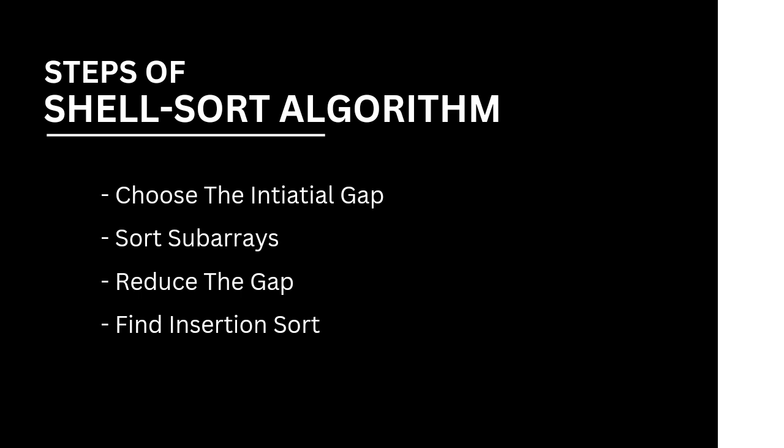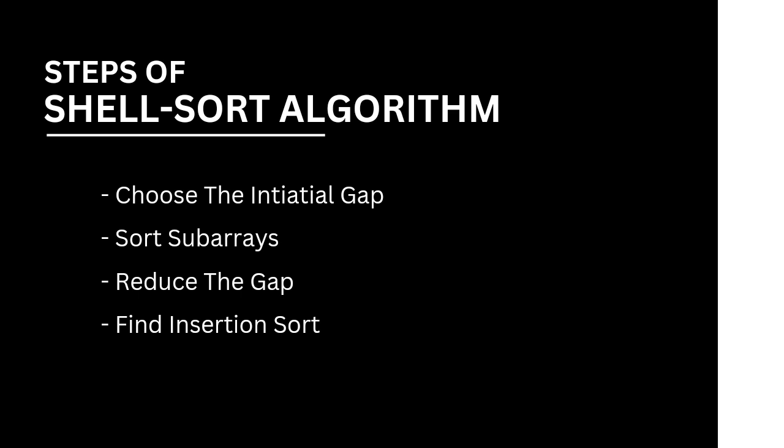Then sort subarrays. For each gap, sort the subarray created by the elements that are a gap position apart using insertion sort. Then you gradually reduce the gap. Typically you can use gap divided by 2, until it becomes 1. Until it becomes 1, you keep reducing, until the entire array is just the original, one single array. Then the fourth step is the final insertion sort. It performs the final insertion sort when the gap is 1, ensuring the entire array is perfectly sorted. So these are the steps of performing the shell sort algorithm.